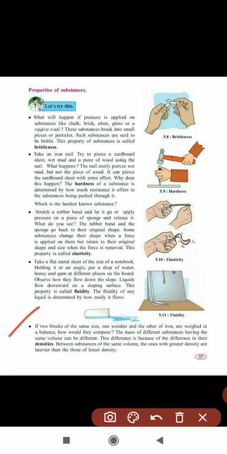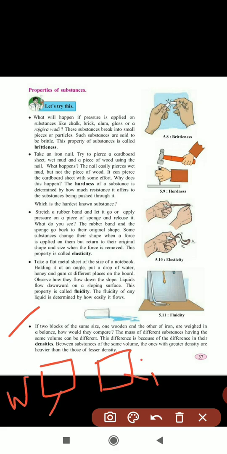Yes children. Next, here are two blocks of the same size, one wooden and the other iron. This is wooden, this is iron. Weigh both in the balance. How would they compare? Yes, this is wooden and this is iron, children. What is the difference between them? Are both the same in weight?